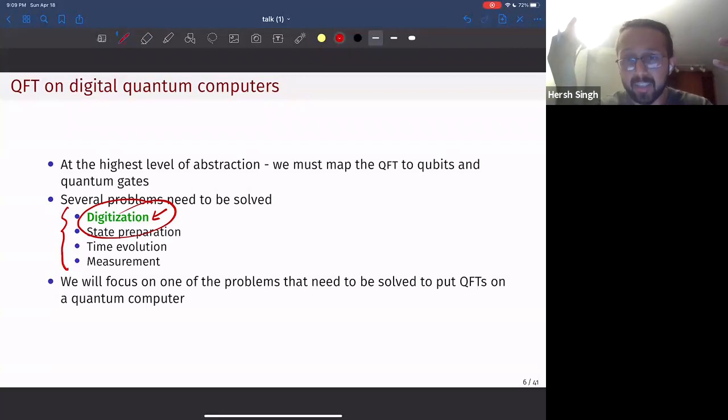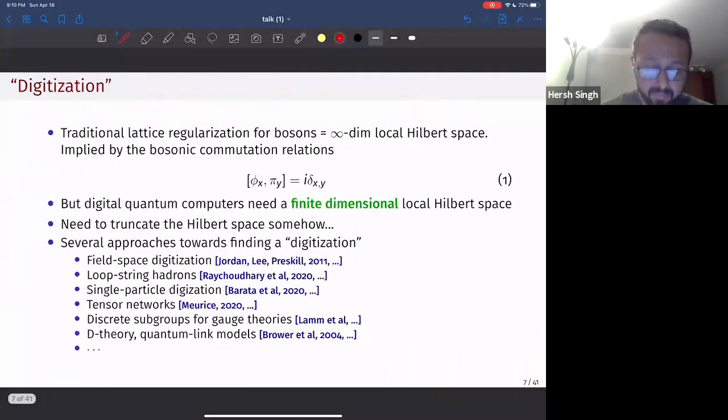And this is the thing that's being called by some people in the community as digitization. Okay, so what is the issue? Now, traditionally, if you consider lattice regularizations of field theories, for example, consider like phi-4 theory or something, where you have a bosonic field, and you just write down a naive lattice discretization, like the one that's been studied using lattice Monte Carlo methods for the last few decades.